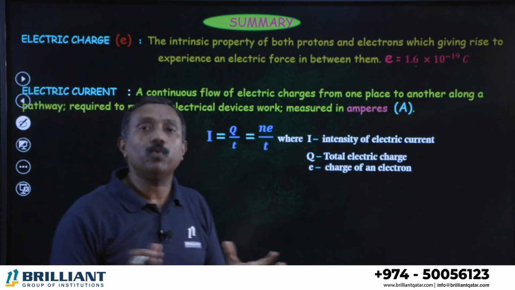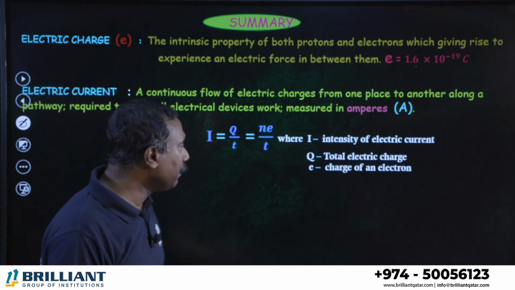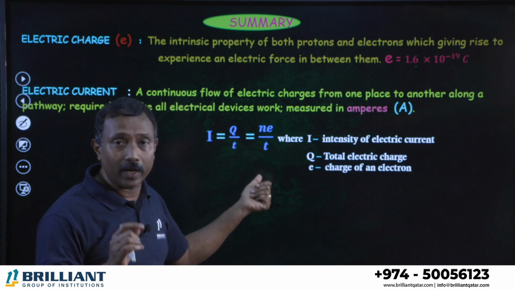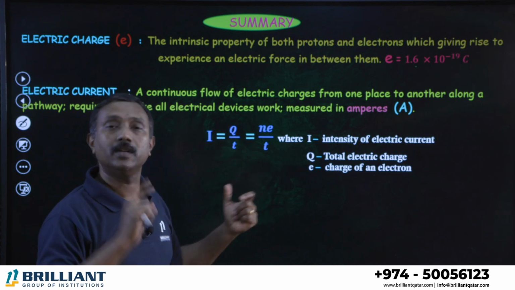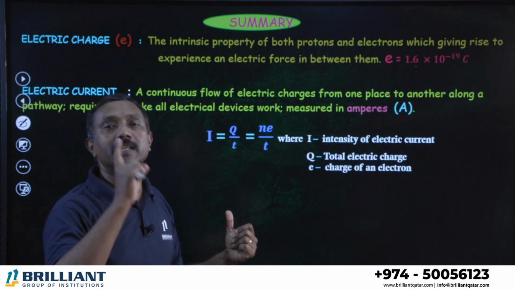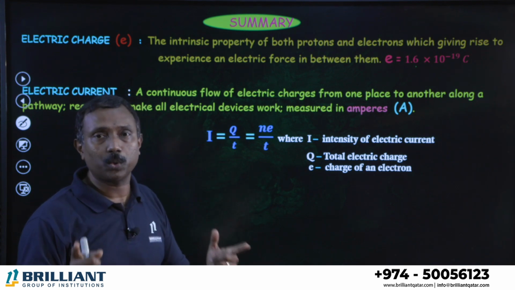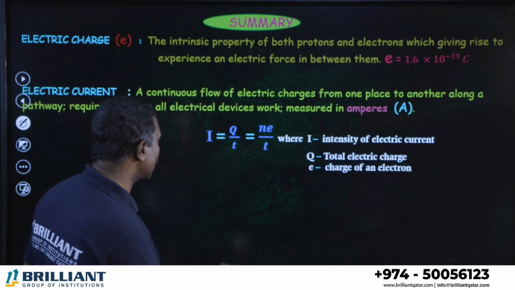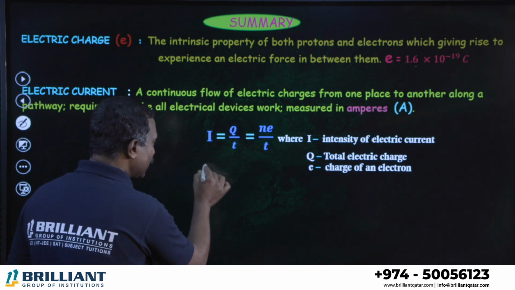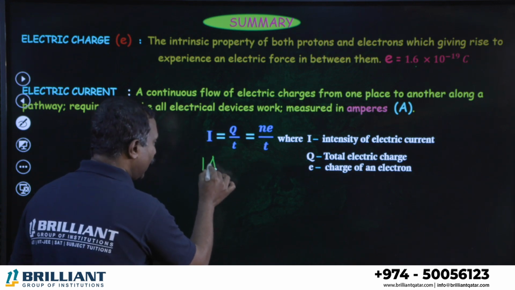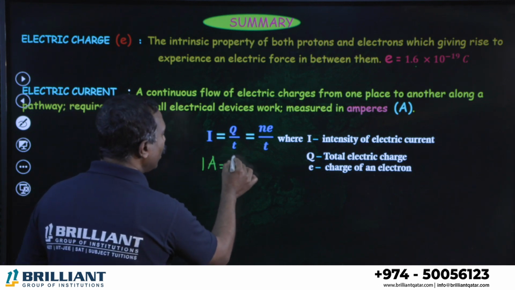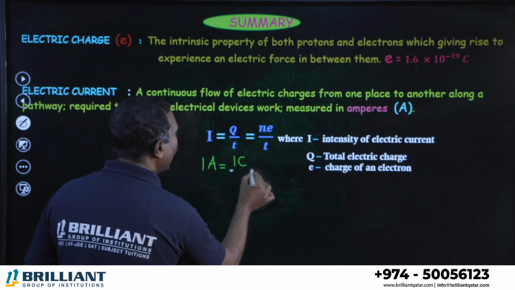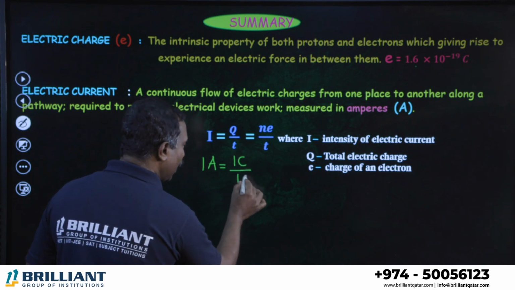How can we define 1 ampere? 1 ampere is that much current when 1 coulomb of charge passes through any conductor in 1 second. Don't forget, 1 ampere is that much current passing through any circuit in 1 second. So we can write it like this: instead of I, we write 1 ampere, the SI unit for measuring the intensity of current, where Q is set to 1 coulomb and time is set to 1 second.